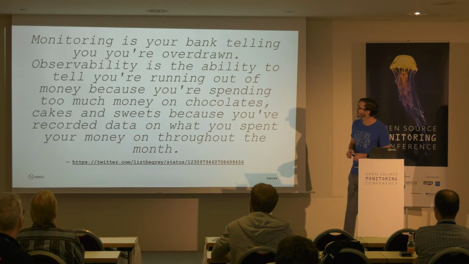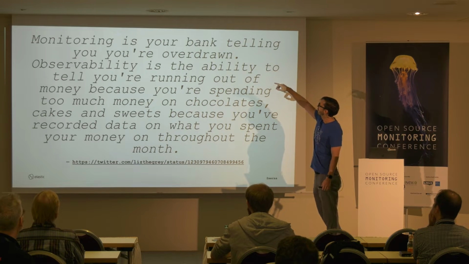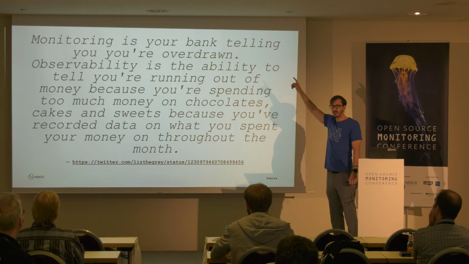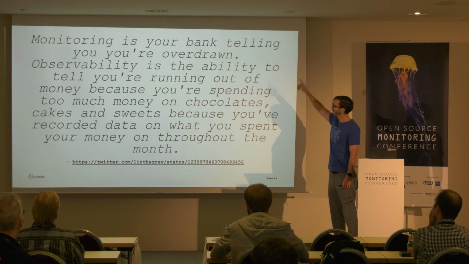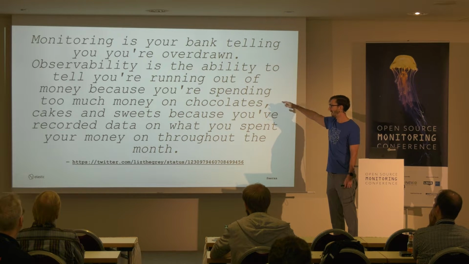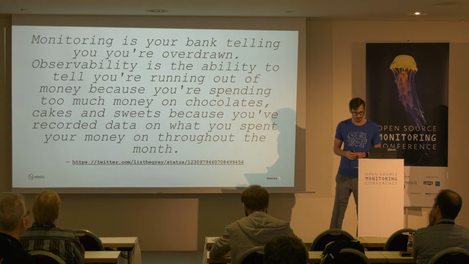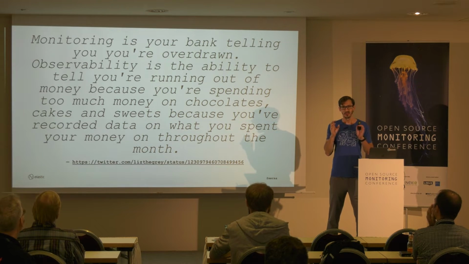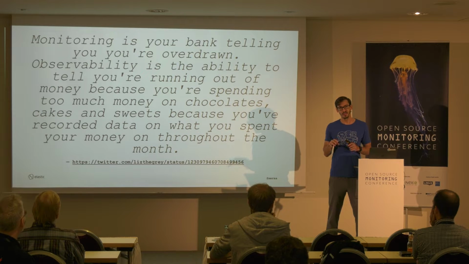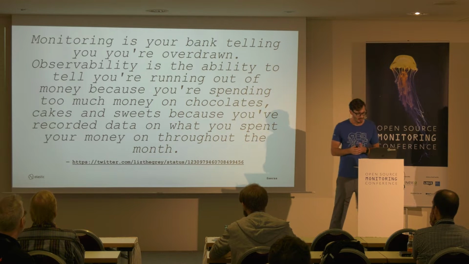It's a bit like this nice comparison saying that monitoring is when your bank tells you that you don't have any money on your account anymore. And observability is telling you you're running out of money because you're buying all the chocolate cakes and sweets, and that's where you spend all your money. So monitoring is kind of like your system is down, and observability is more about why is your system down, how did that happen, and how can you fix that going forward?